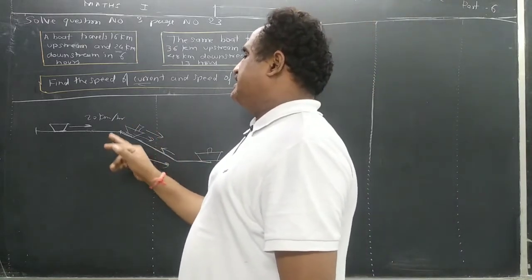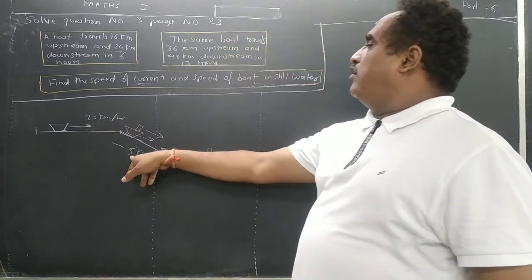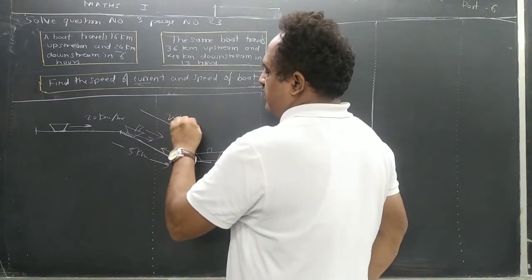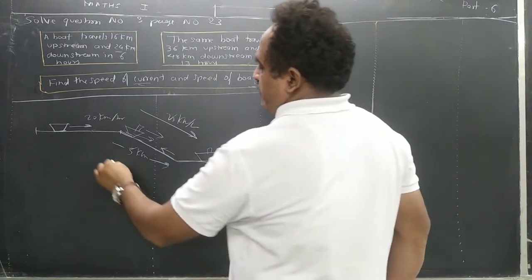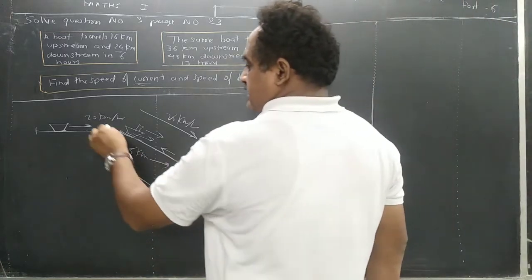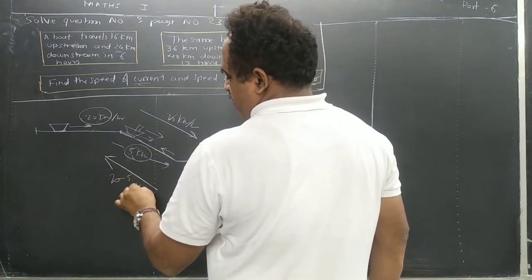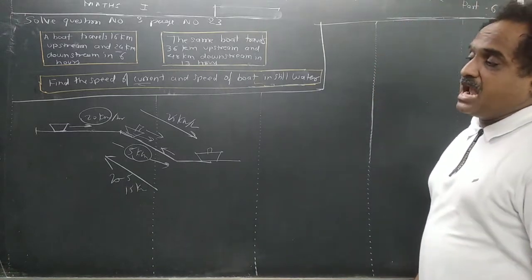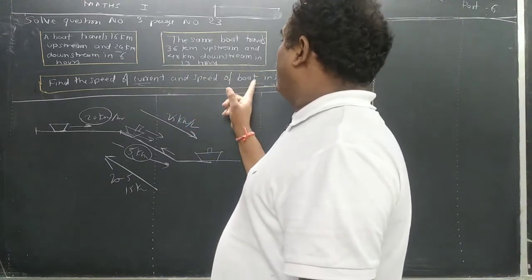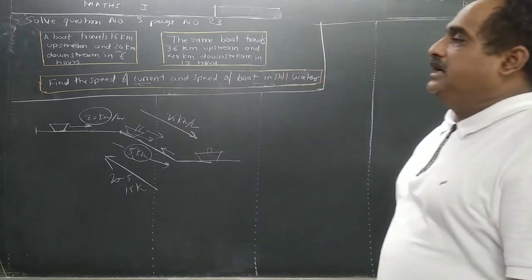Downstream speed will increase. That is the speed of the boat in still water plus the speed of the current of the river. While moving down, it will become 25 kilometer per hour. And while moving up, that is called upstream, the speed will decrease. It will be 20 minus 5, 15 kilometer per hour. That is the calculation you have to keep in mind. Downstream, speed of the boat plus speed of the current. Upstream, speed of the boat minus speed of the current.